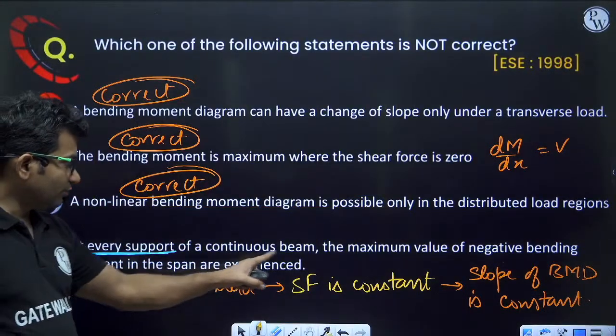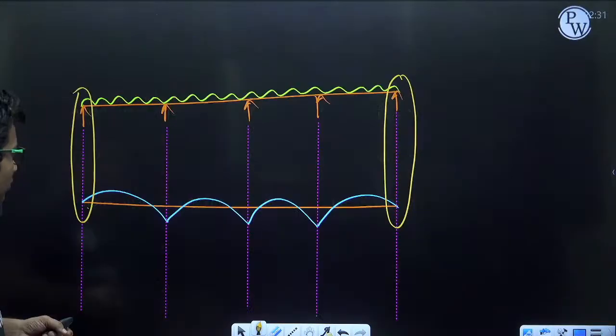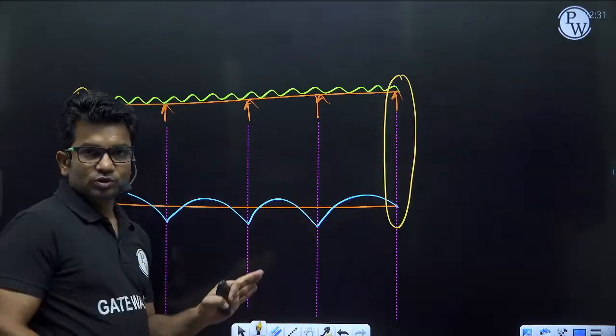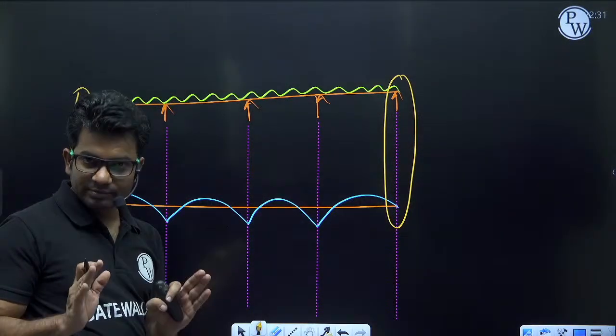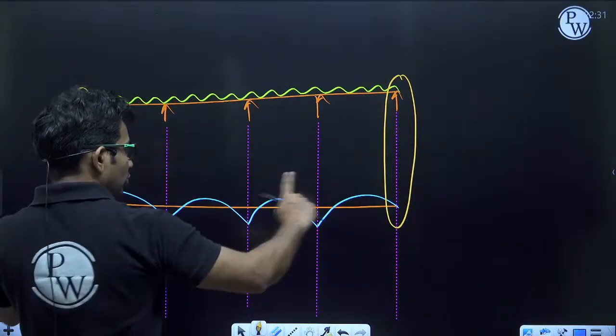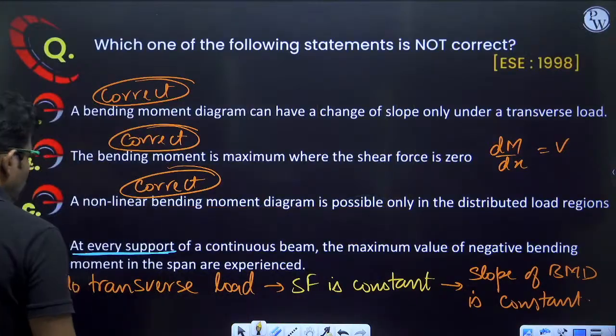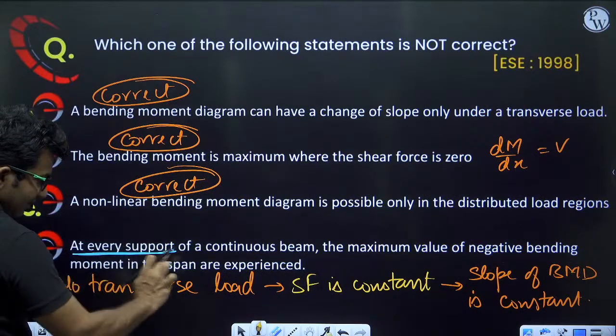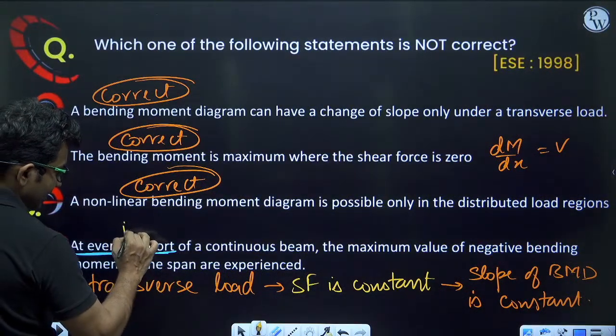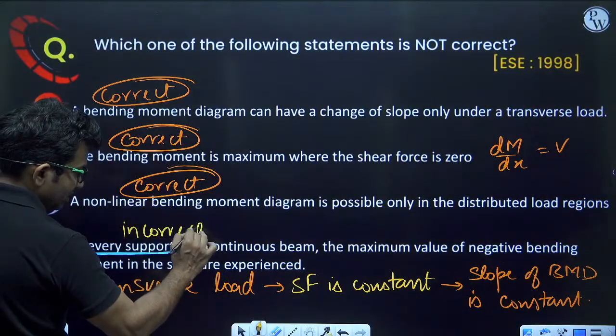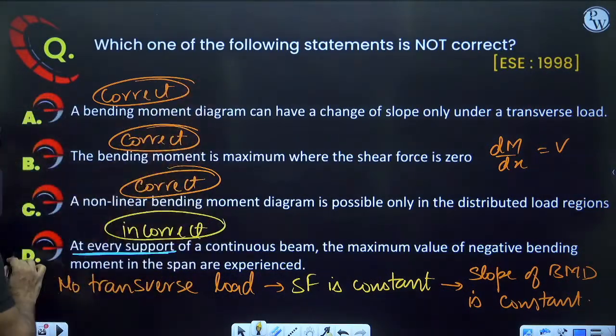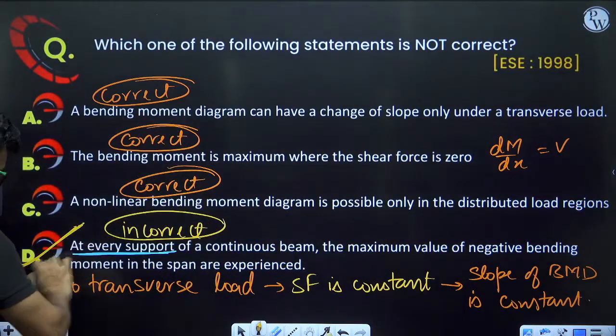At the interior supports we will get the maximum negative bending moment, but not at the exterior supports. Because they have written every support, this becomes incorrect. So the correct answer will be option D.